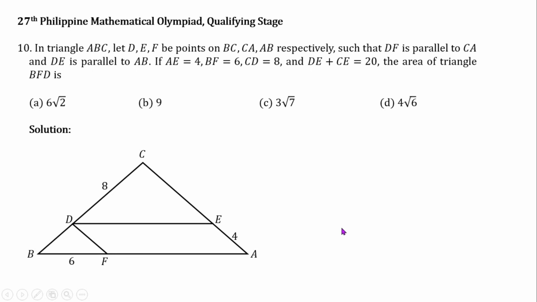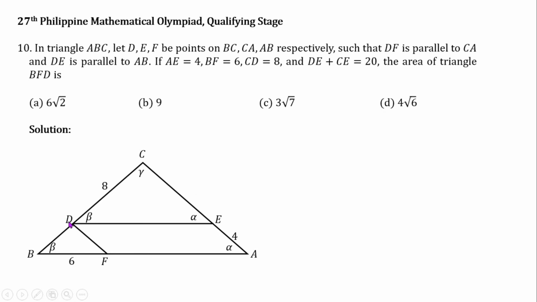Alright, so to make our analysis easier, let's introduce some notations for the measures of the angles. In particular, let's denote the measure of angle A by alpha, the measure of angle B by beta, and the measure of angle C by gamma. Now, since DE is parallel to AB, we have that angle CED is equal to angle CAB. So angle CED must also be alpha. And by similar argument, angle CDE must also be beta.